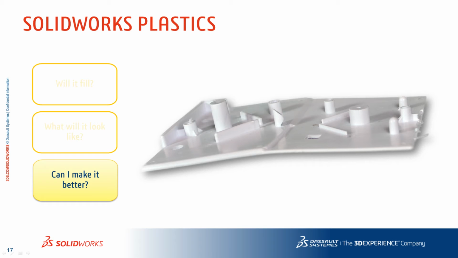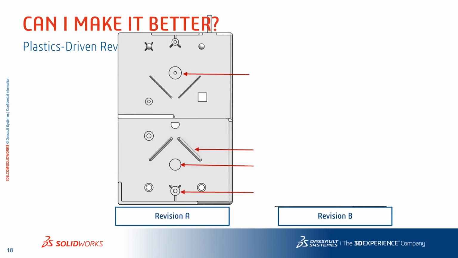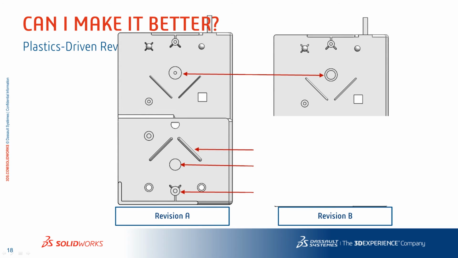So can I make it better? That's the whole idea here, right? Is can I take the information we just saw and change my design, and then rerun and get the information difference. So let's make a plastics-driven revision. The first thing I'm going to do is decrease the wall thickness.